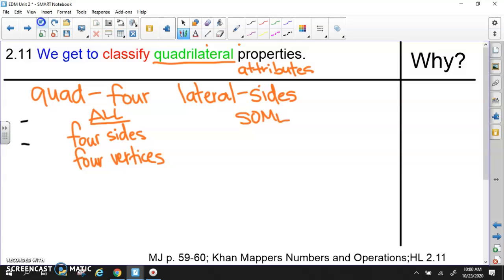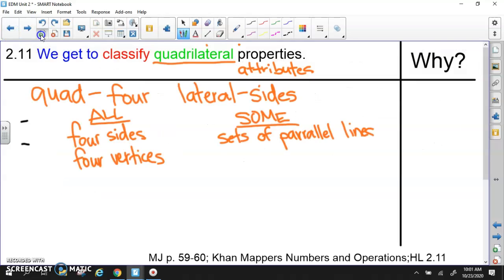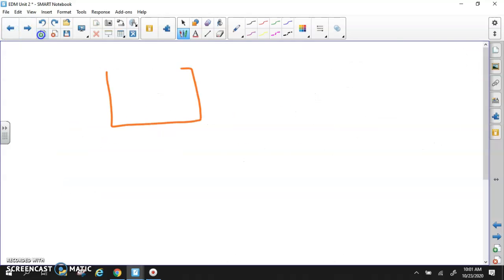Some can have sets of parallel lines. And I think the example that was given is like a square. Is a square. You'll notice, and it's not lines, it's line segments, but you'll notice there's a set of parallel line segments there and a set of parallel line segments there, right?